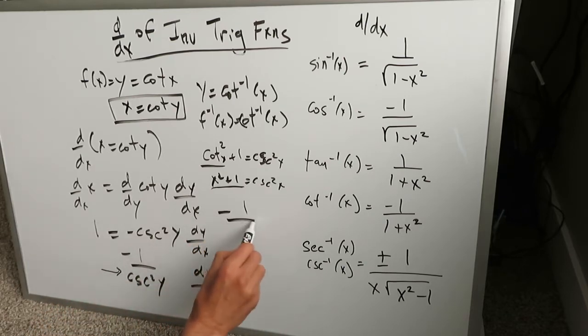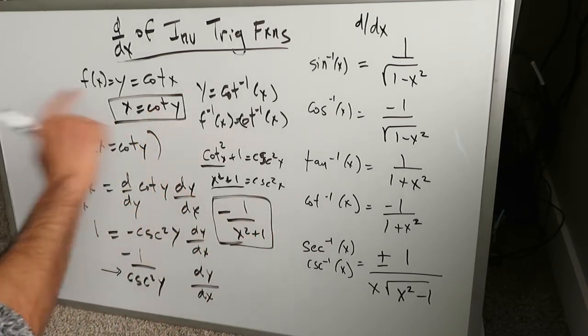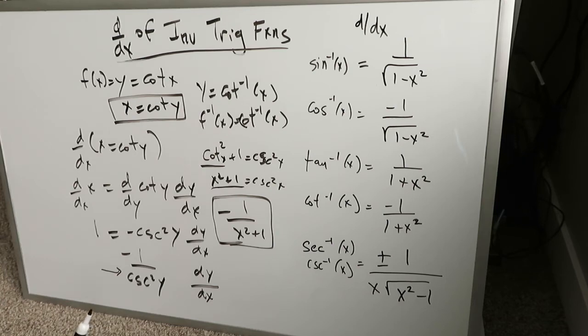You get minus 1 over x squared plus 1, and this right here represents your derivative of the inverse of cotangent x function. So you can see minus 1 over 1 plus x squared. I'm writing x squared plus 1, but order does not matter in terms of adding. 1 plus x squared is the same thing as saying x squared plus 1. The answer is still good and the answer is still the same.